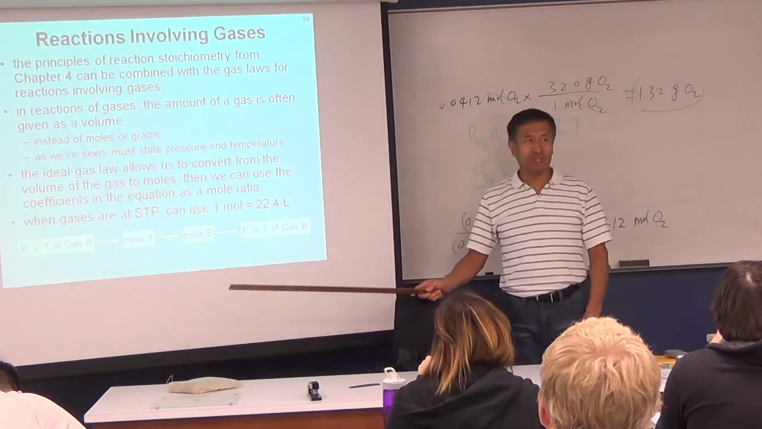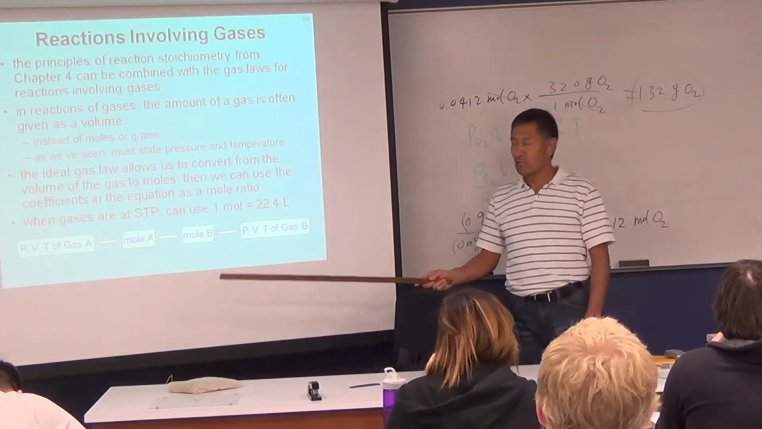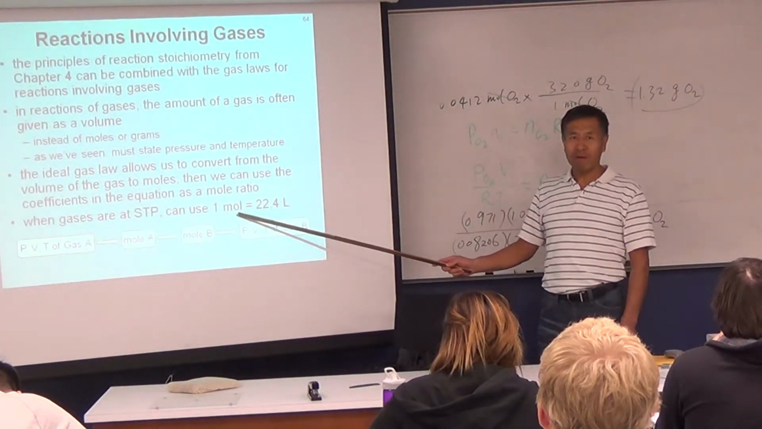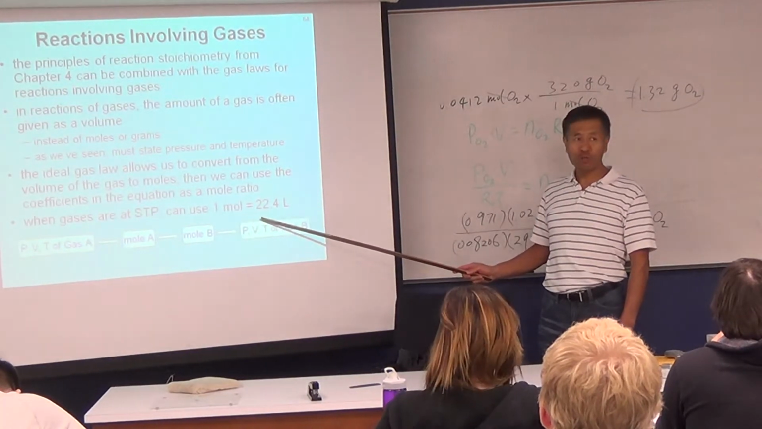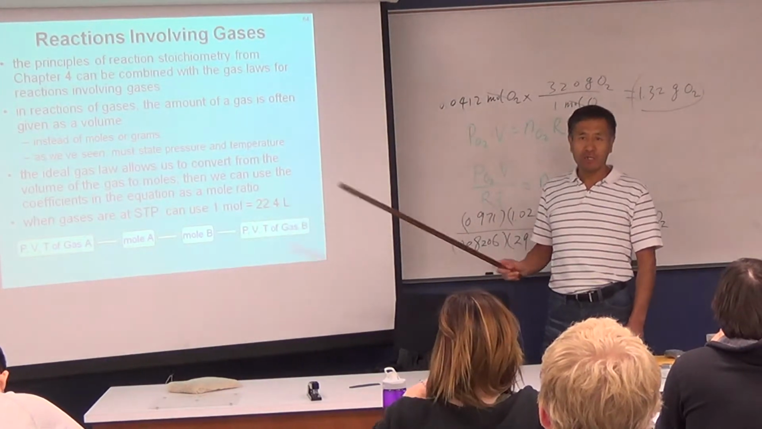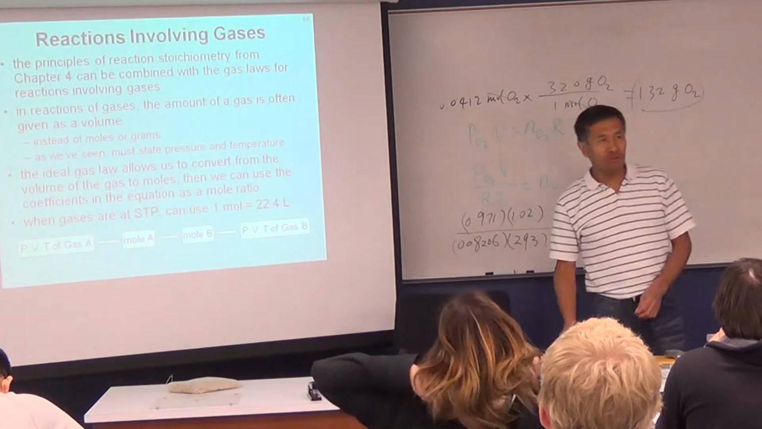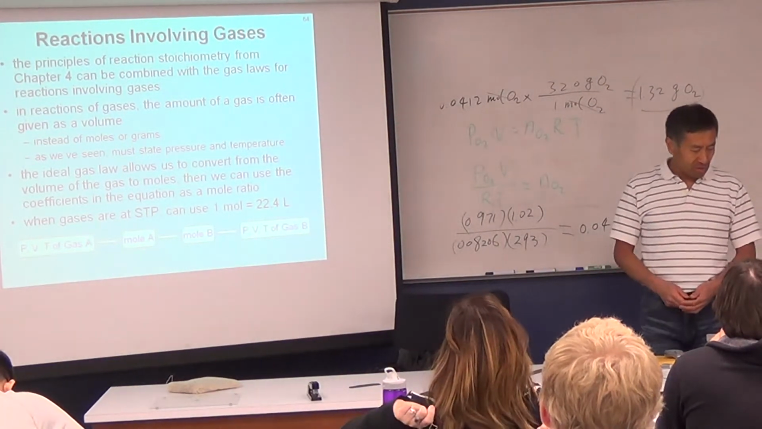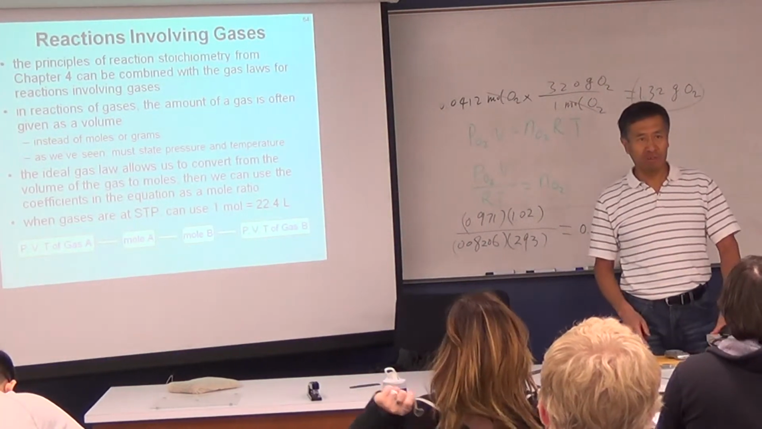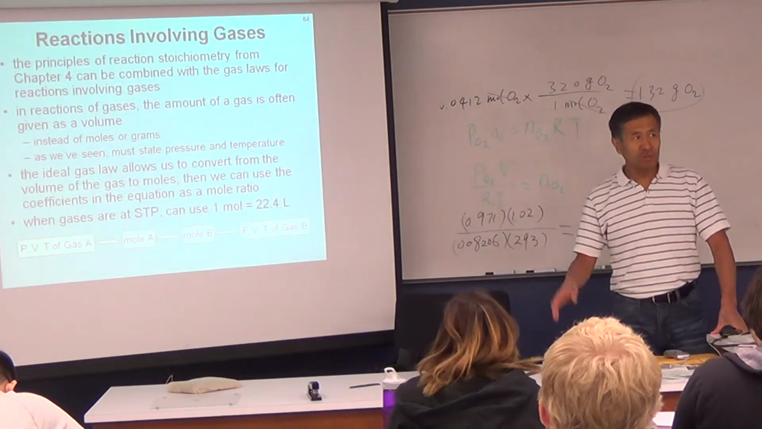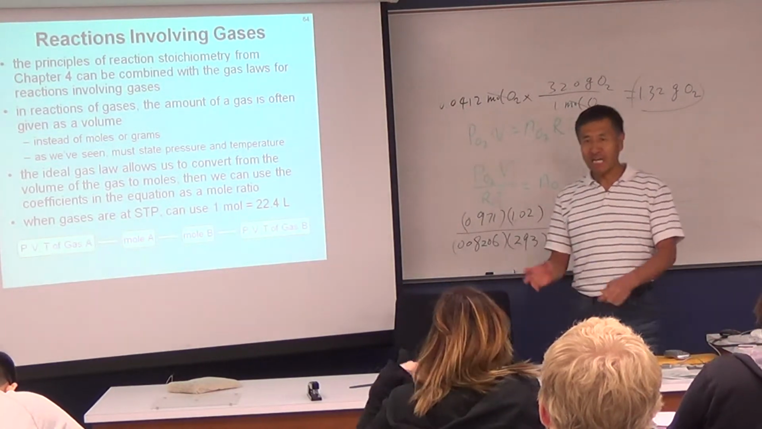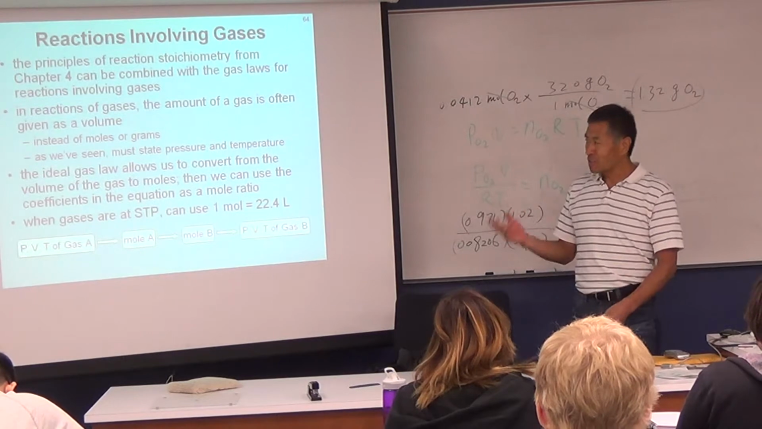You can do a calculation. At STP, what is the volume for 1 mole of ideal gas? 22.4 liters. So if you memorize that number, then you can simplify a lot of calculations. But all this information is very similar.